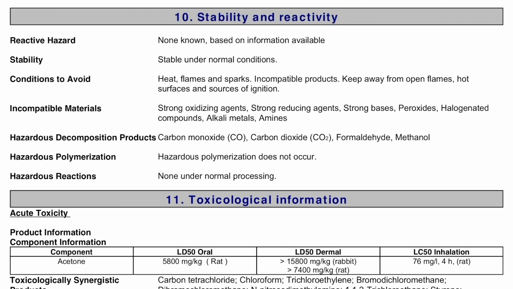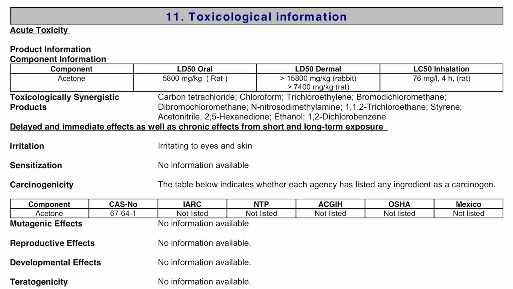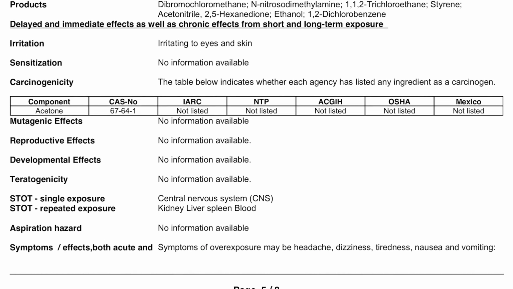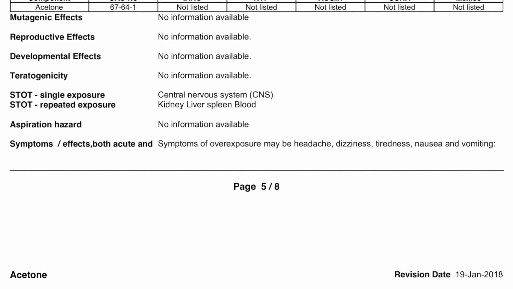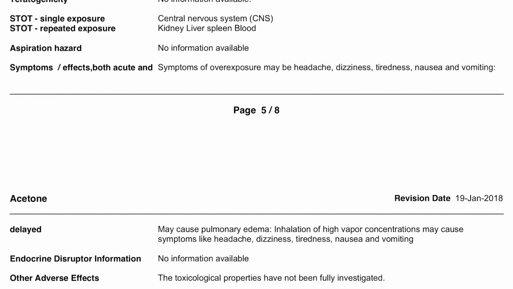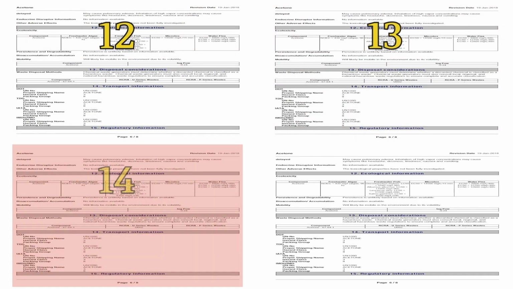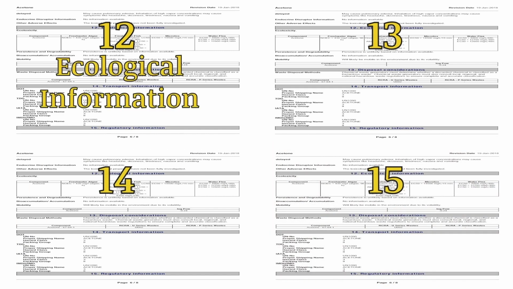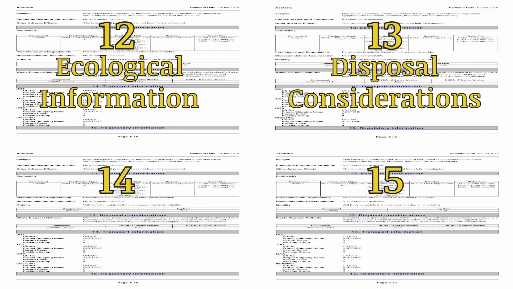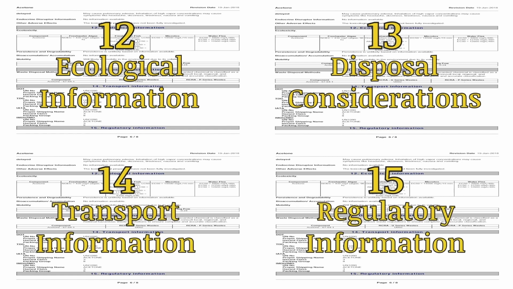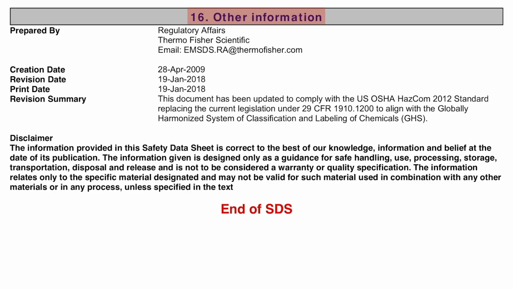Section 10, Stability and Reactivity, lists the chemical's stability and the possibility of hazardous reactions the chemical can have with other chemicals or other conditions. Section 11, Toxicological Information, includes routes of exposure, related symptoms, acute and chronic effects, and numerical measures of toxicity. Sections 12, 13, 14, and 15 include ecological information, disposal considerations, transport information, and regulatory information respectively. Section 16, Other Information, includes the date of preparation and the last revision of the safety data sheet.